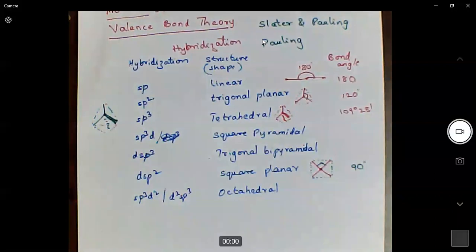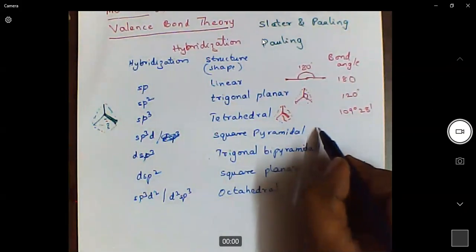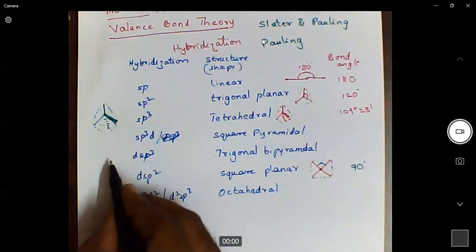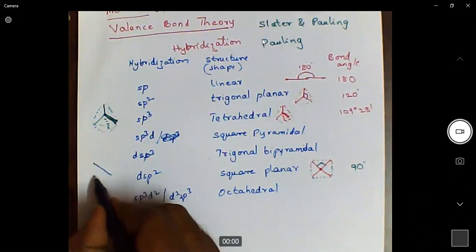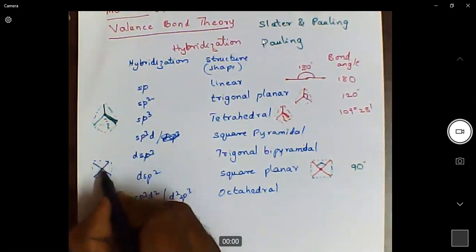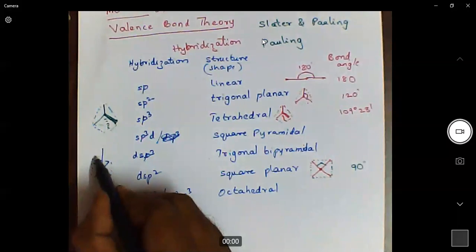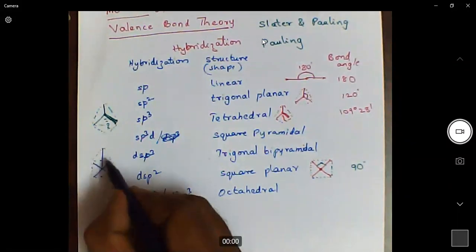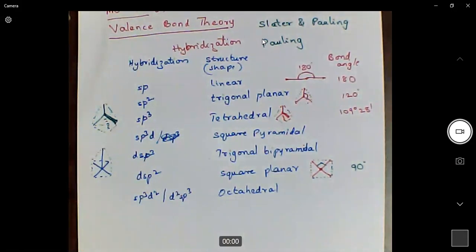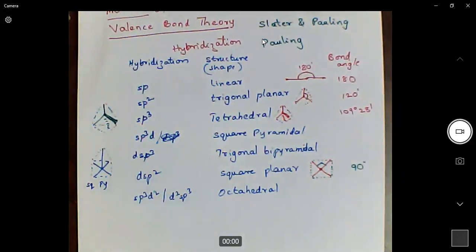Square pyramid is nothing but, I'll try to represent them here. So this is square, and we will have one more bond on the top of the square. Square is planar, we will have one more bond. So when we draw an outer line like this, here also we will see a square pyramid. The shortcut is square pyramid. Now what is trigonal bipyramid? We know trigonal, right?